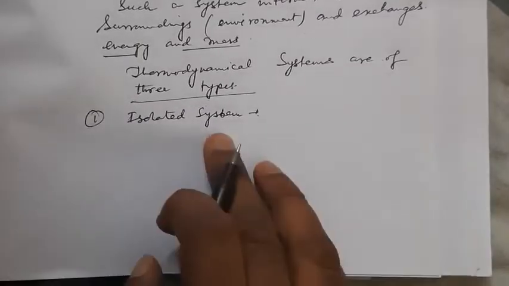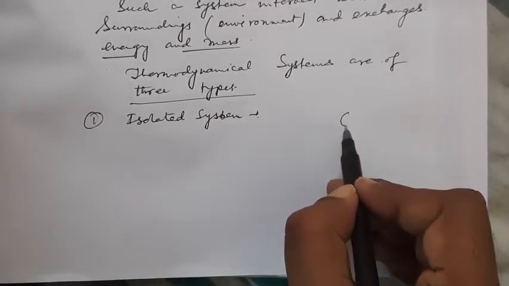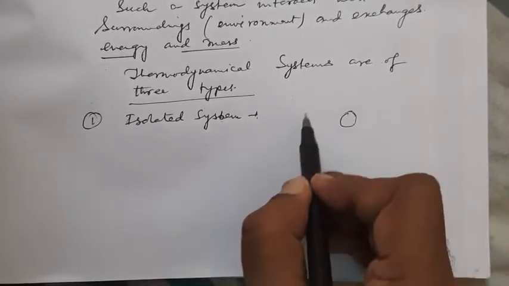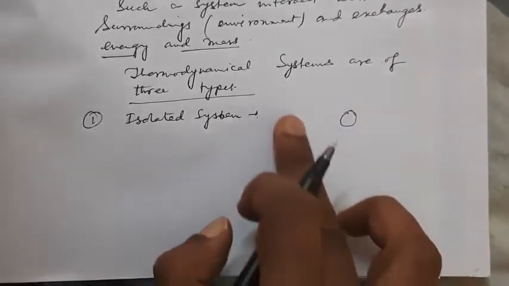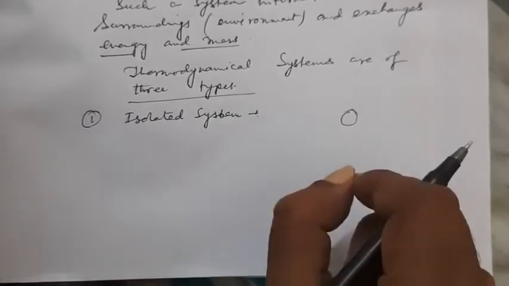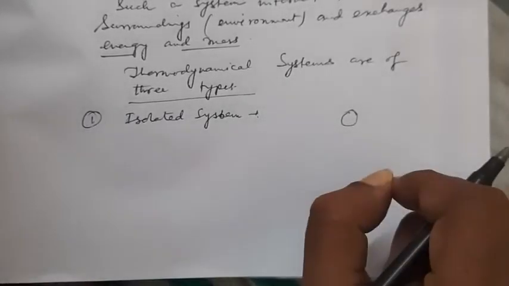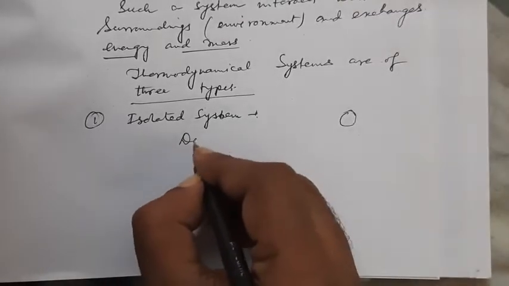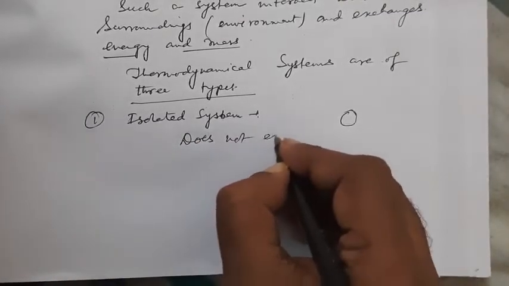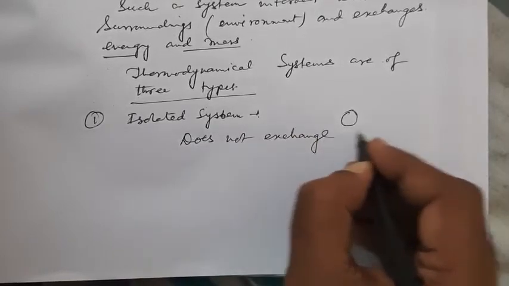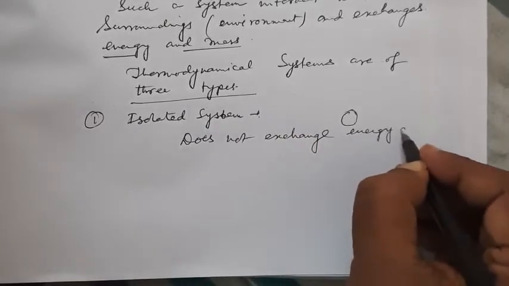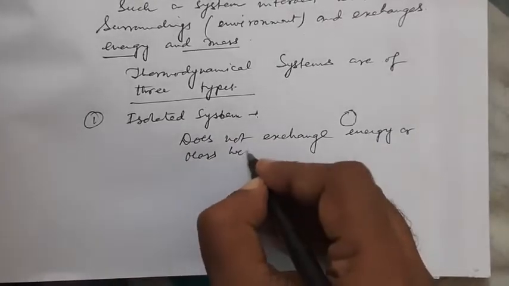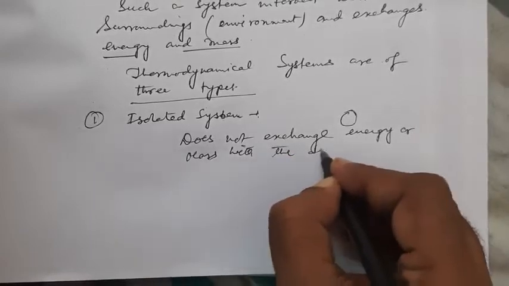Now what is an isolated system? That means there is a system, a body or a number of bodies, that is completely isolated from the surroundings. That means no transfer, no energy, no mass. It does not exchange any energy or mass with the surroundings. You can write: with the surroundings.